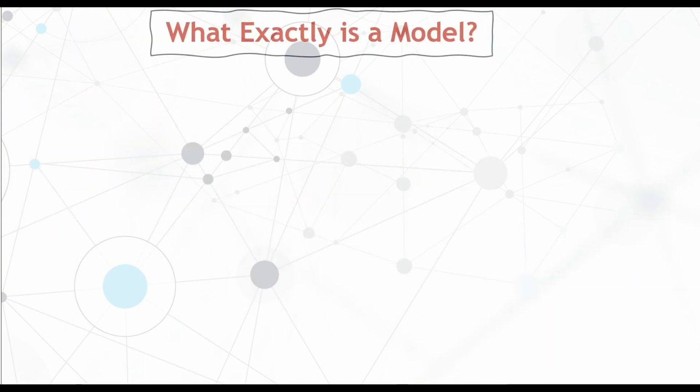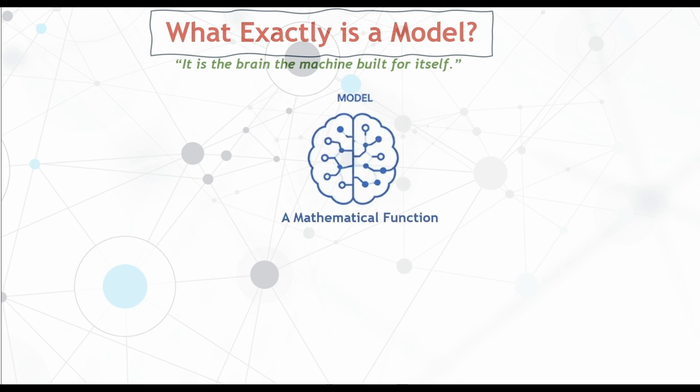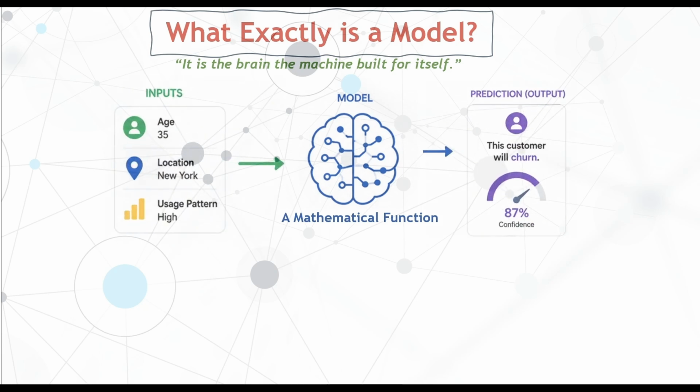Let's understand what exactly a model is. You must have heard your friends or colleagues saying that we deployed a model or the model predicted X. What exactly are they talking about? This word, model, gets used everywhere in data science and machine learning, and most beginners only have a vague idea of what it actually means. Let's make it crystal clear. A model is basically a mathematical function. What it does is take some inputs and produce an output. That's all it is at the core.